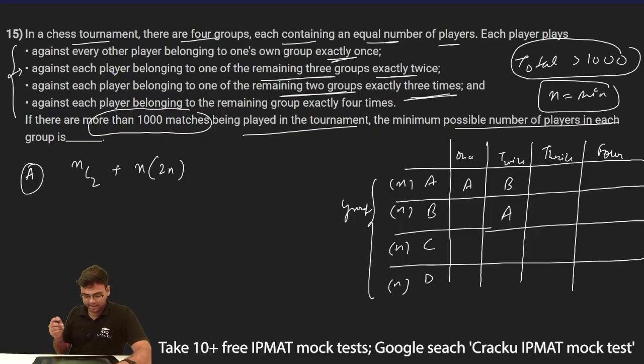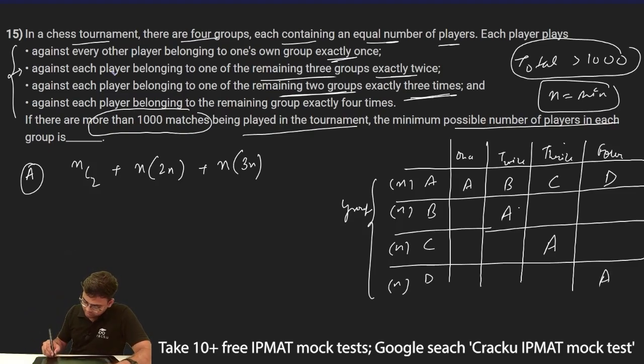Now let's say with exactly thrice, they are playing with group C. If every member of group A is playing with every member of group C exactly thrice, then every member of group C is also playing with every member of group A exactly thrice. And the number of matches will be n members of group A multiplied by n members of group C multiplied by 3 because it is thrice. So n into 3n. Plus the remaining, let's say with 4 times, they are playing exactly 4 games with group D. If A is playing with group D 4 times, then group D is also playing with A 4 times.